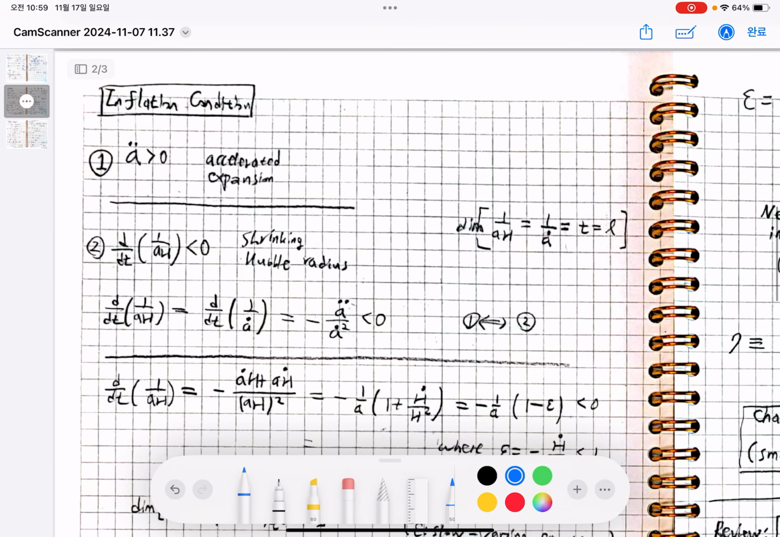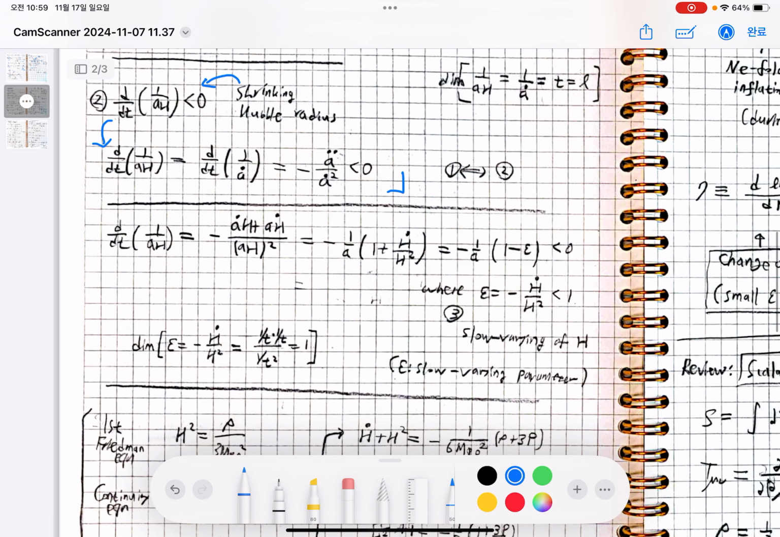Now I'll turn to the conditions for the inflation. First of all, the inflation requires accelerated expansion, so the second derivative of a should be larger than 0. And already we saw that the Hubble radius should be shrinking, so that these conditions are written like that. And if we calculate these conditions, then the derivatives yield that the second derivative of a should be larger than 0. So the condition 1 and the condition 2 are equivalent.